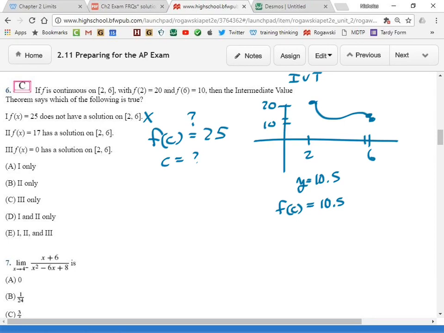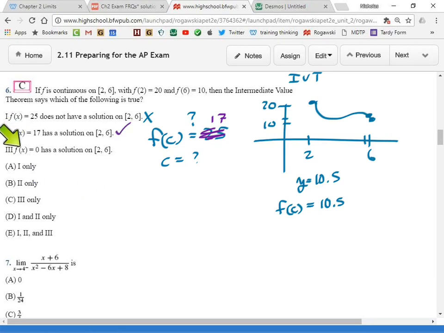So let's look at the next one. This one says f of x equals 17 has a solution. Okay, is that true? Yeah. If I change this to 17, can we say that is true? Yes, because between 10 and 20, we have to hit 17 because 17 is in between those. So that one's true. Let's look at our last one.